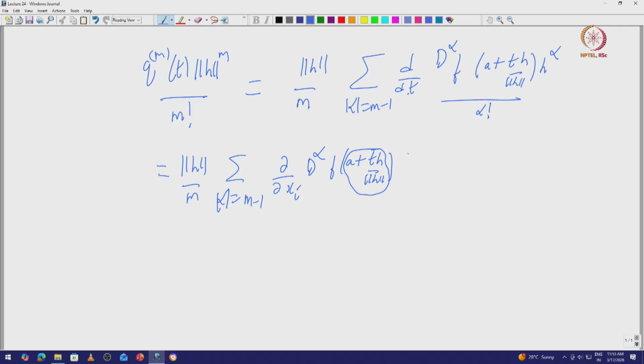So this would be the derivative with respect to t of the ith component of this, which would mean that it is h raised to alpha divided by norm h, right? Okay, so that would then mean that the norm h's cancel out. So we are in a good position, but this is not quite enough.